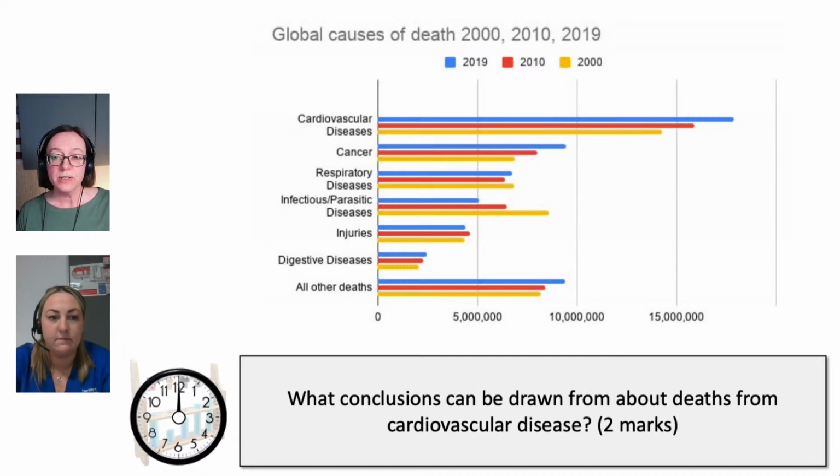The title says Global Causes of Death 2000, 2010, 2019. And then those are colour coded. So for the year 2000, it's yellow. For 2010, it's red. And for 2019, it's blue. And then you've got down the side, cardiovascular disease, cancer, respiratory, etc. And then along the bottom, you've got the number of deaths. So we're asking you specifically, what conclusions can you draw about cardiovascular disease? So what I want you to write in the chat is just 2 things you could say that this graph shows you about cardiovascular disease. And I'm going to give you 30 seconds on the clock.